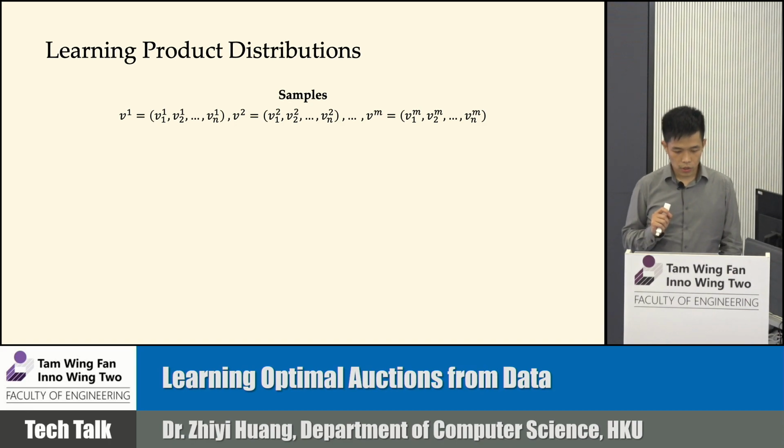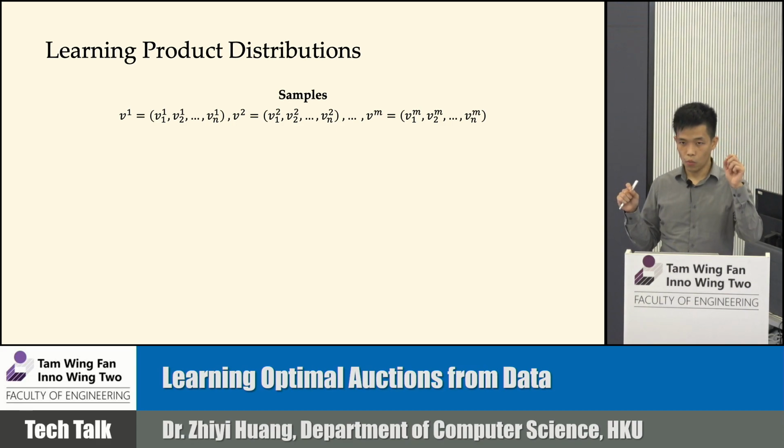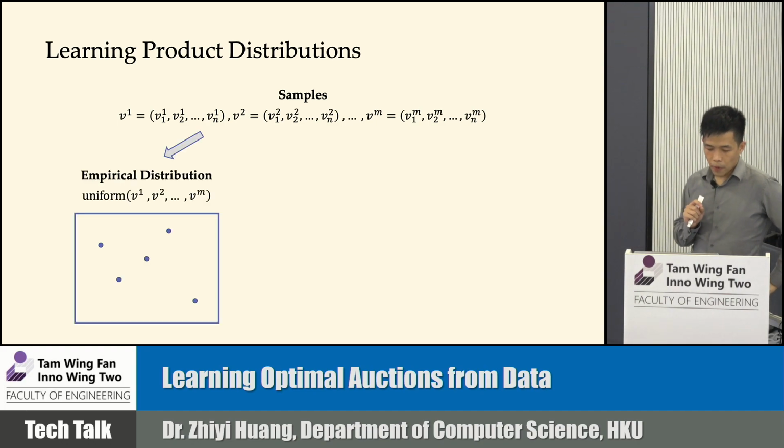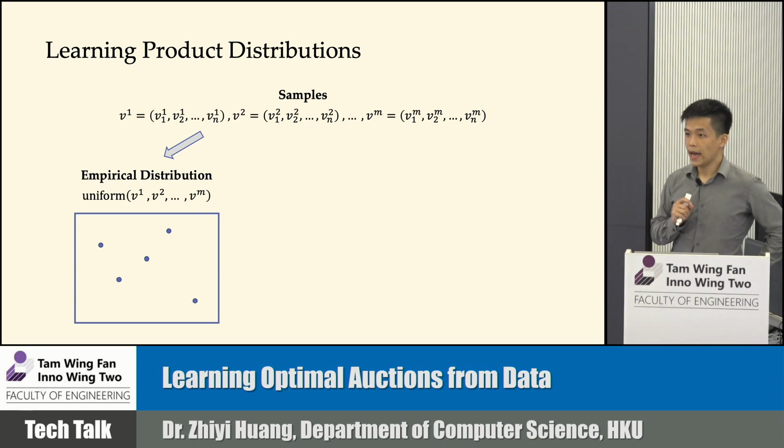So in what sense can we learn the product value distribution? Here we're going to consider m samples, each sample being a vector with one value for each bidder. Now we have touched upon the empirical distribution, which is the uniform distribution over the samples. According to learning theory, we want to estimate the revenue of different auctions by taking the average, and therefore it makes sense to consider this distribution.